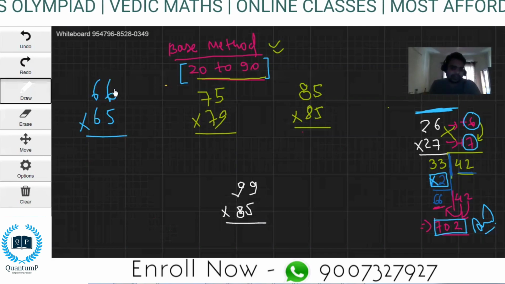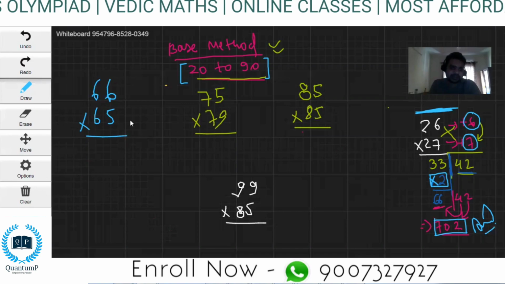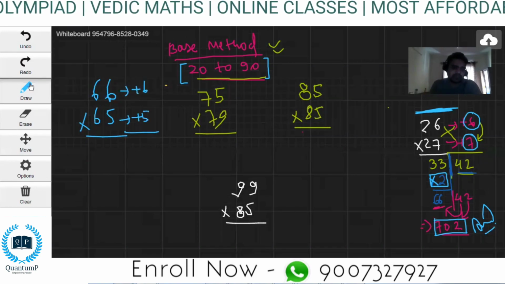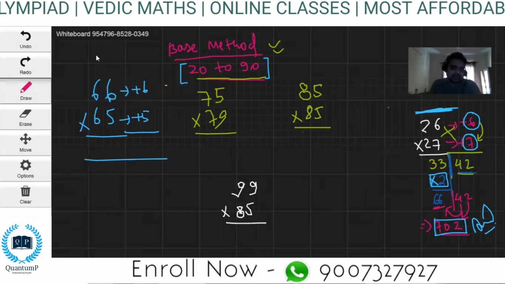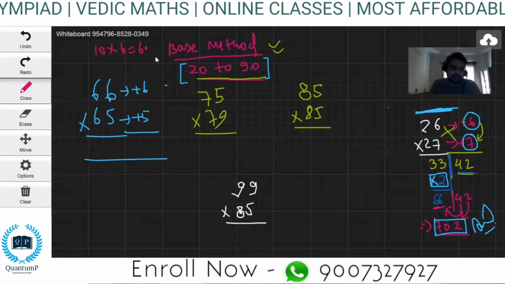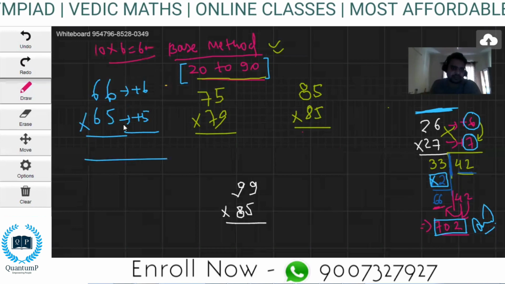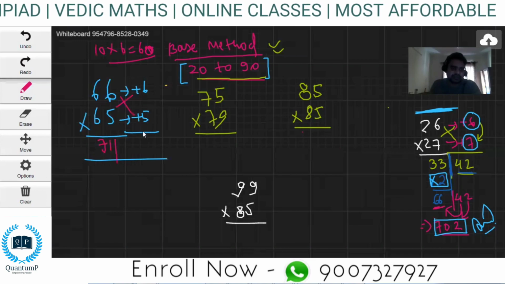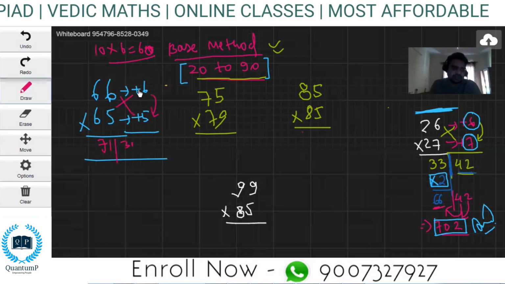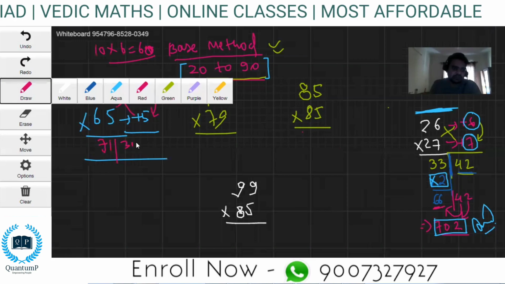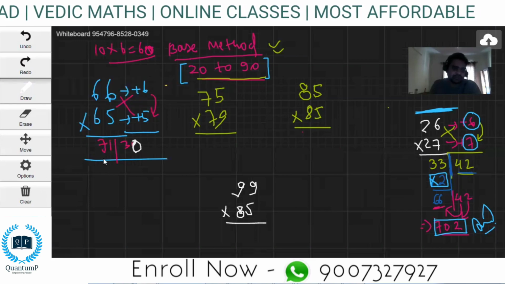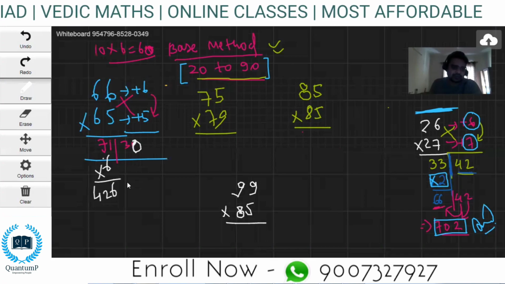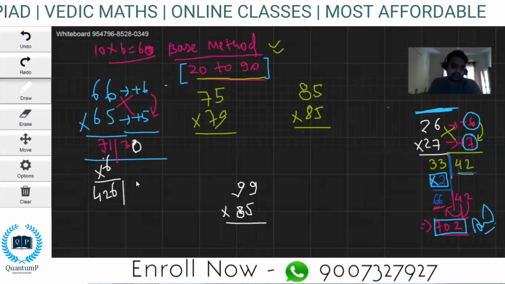Now let's write here plus 6, and here plus 5, because I'm comparing with 60, right? I have to multiply with 6 because 10 into 6 is equal to 60. That is what we have to remember, 6 multiplication. So cross means 71, then multiply, this is 30, then we'll multiply with 6. If we multiply 6, this is 426, then we have to write 30 here.